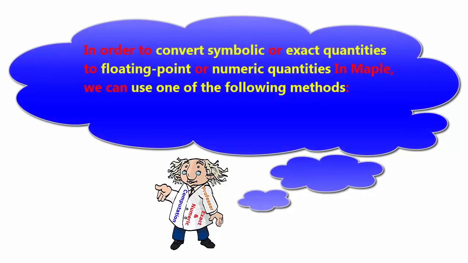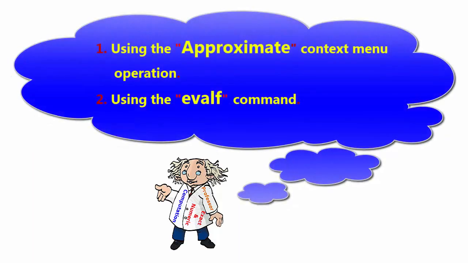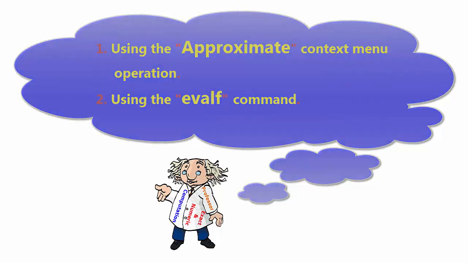In order to convert symbolic or exact quantities to floating point or numeric quantities in Maple, we can use one of the following methods. 1. Using the approximate context menu operation. 2. Using the evalf command.